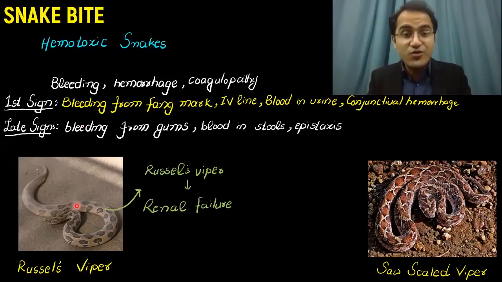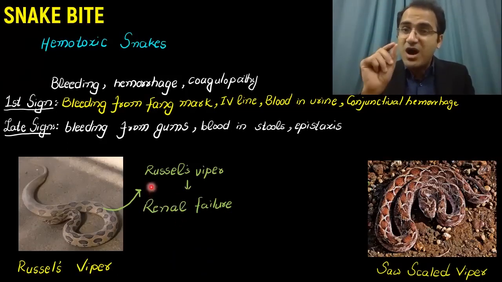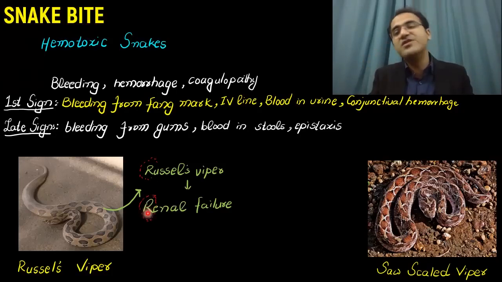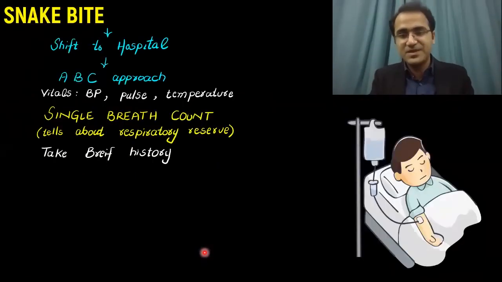And remember, Russell's viper is renal toxic. It causes renal failure within hours. Remember, R for Russell's and R for renal failure. These patients will have oliguria, hyperkalemia, and they might need dialysis. Otherwise, they will die of the poison.